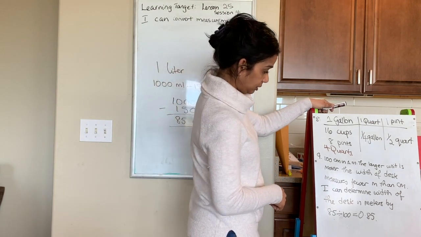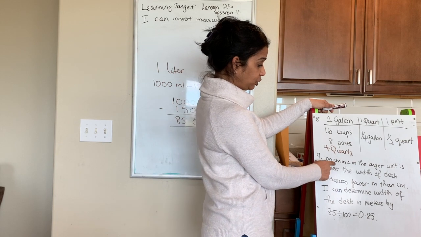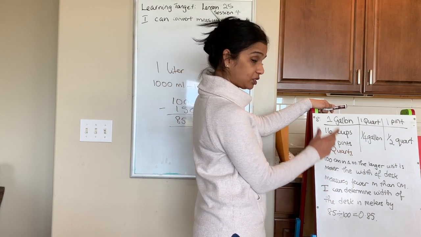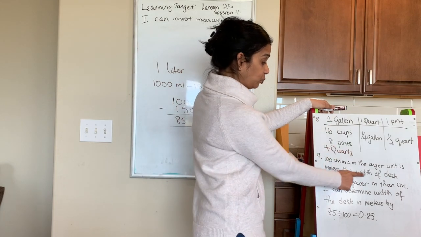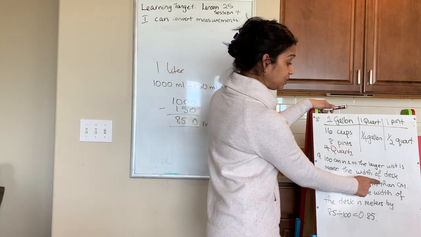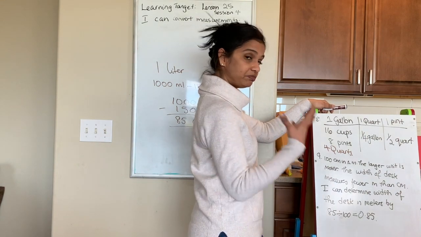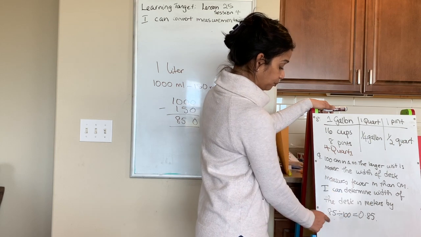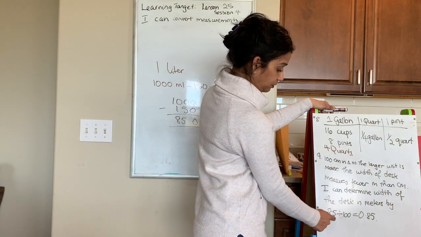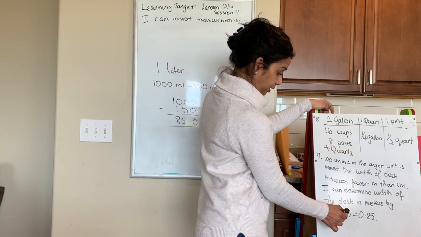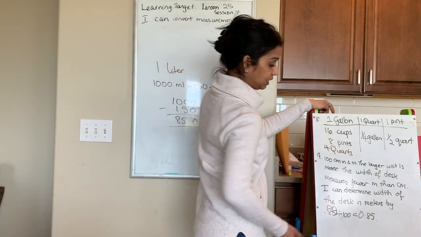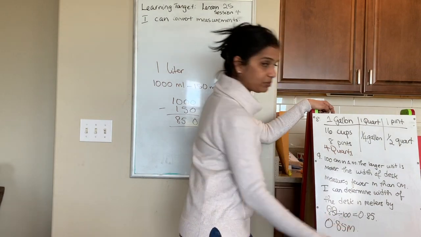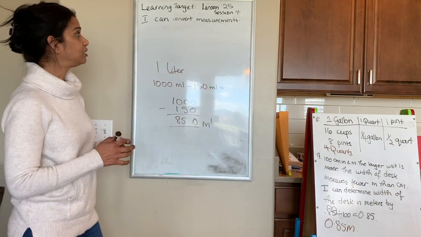So number 9. Remember, 100 centimeters in 1 meter. The larger unit is meter. The smaller unit is centimeters. So the width of the desk measures fewer meters than centimeters. Got it? Because meters is a larger unit. So I can determine the width of the desk in meters by 85 divided by 100, which will move my decimal point 1, 2, to 0.85. So my answer would be 0.85 meters.